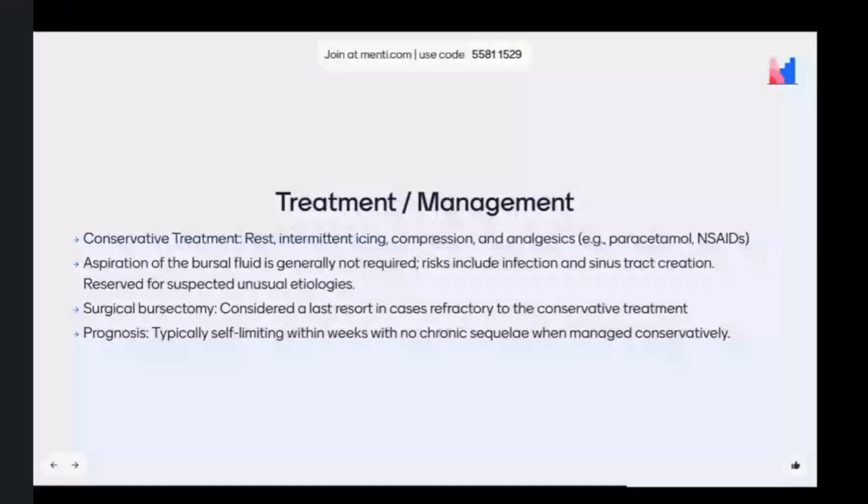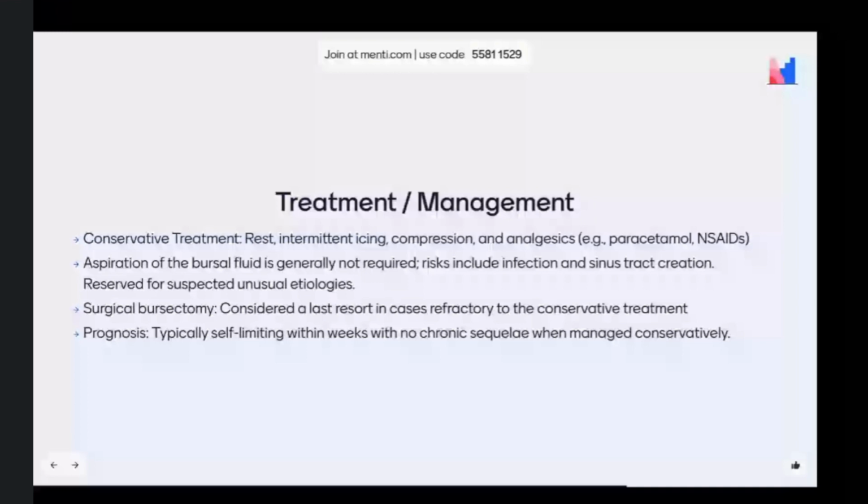So after this, you can suggest the surgical bursectomy. And for the prognosis, it's typically self-limiting within weeks with no chronic sequelae when managed conservatively. So it's a good evolution. You just do the conservative treatment and it will all go well.